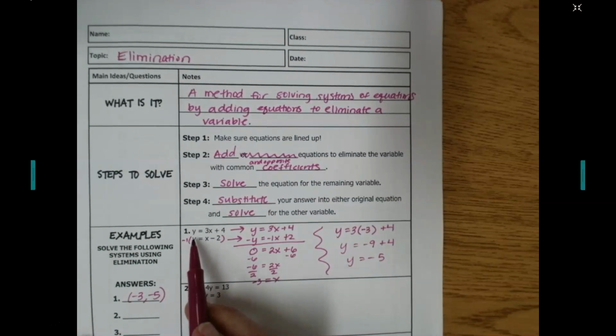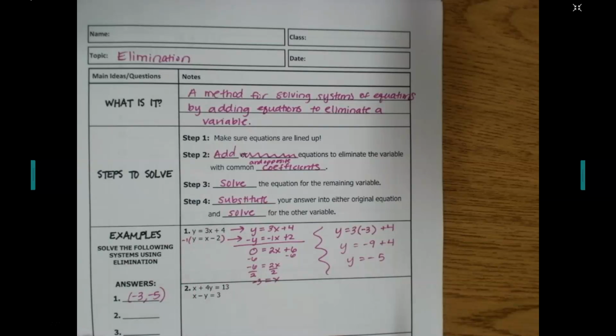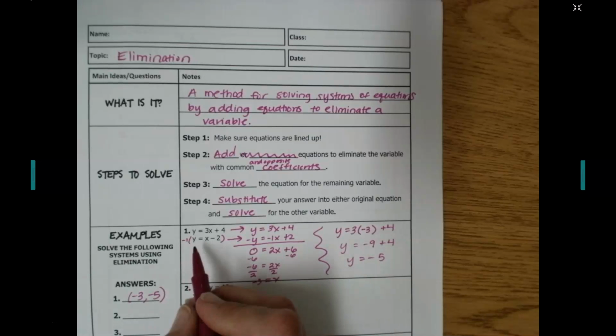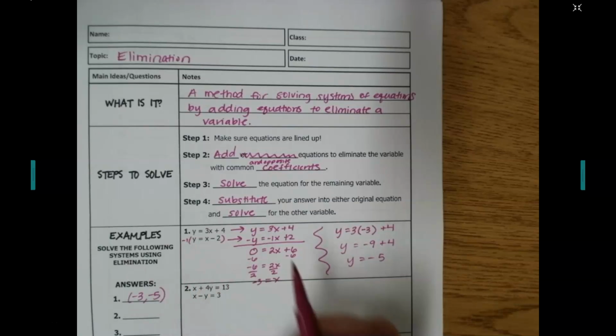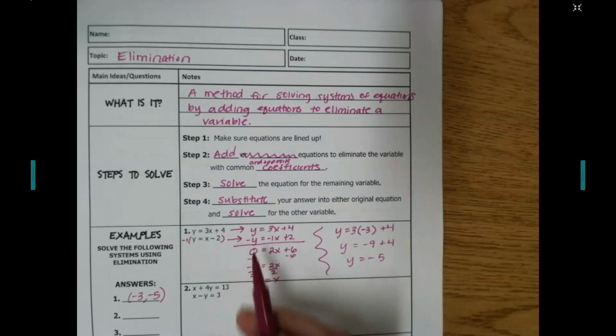So first step, make sure they're lined up. Make sure your variables, y is above y, equals above equals, x above x, and it doesn't matter the order as long as they're in the same order. Next, look and see, do you have the same coefficient, just one's positive, one's negative? If not, you may need to multiply one or both of the equations by something. And if you do need to multiply, just make sure that everything in that equation gets multiplied. Okay? So I decided, okay, they both had a coefficient of +1. I needed one of them to be negative. So I multiplied everything in the second equation by -1. So I just rewrote the first one. I multiplied everything in the second one by -1. And when I added it together, you know it worked if one of your variables eliminates. And then you can solve for the other.